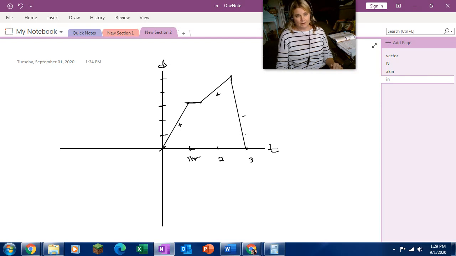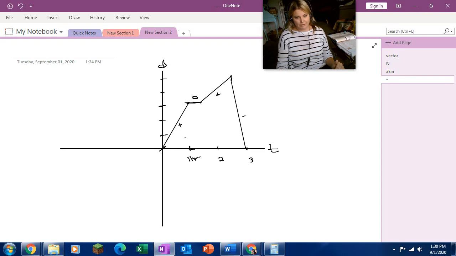So positive and negative velocity does not mean speeding up or slowing down or anything like that. It has nothing to do with changing speed. It has to do with whether or not I'm moving away from or toward my starting point. It's got to do with the directionality, not the actual quantity. Does that make sense?